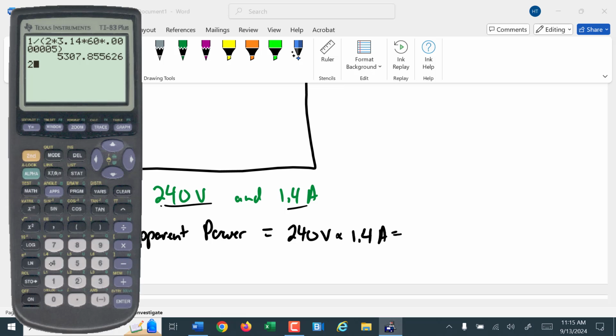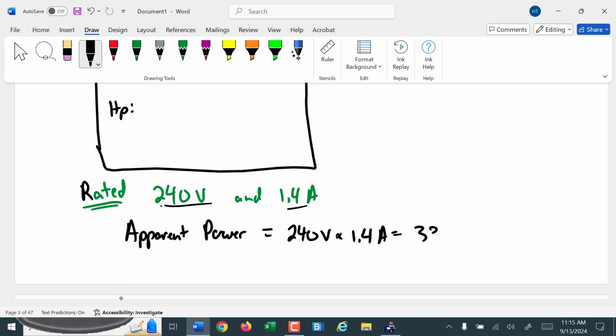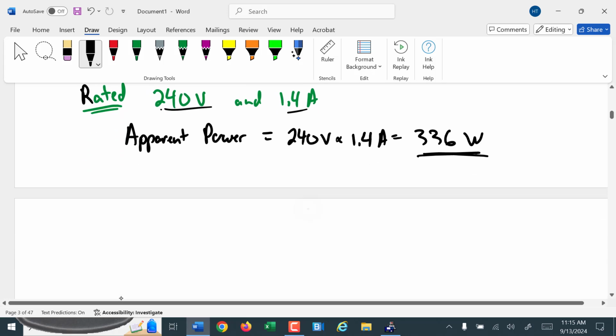So if we multiply that out, 240 times 1.4, we get 336 watts. So that is the apparent power. If we're looking at that motor, that's what it looks like that motor should draw. However, the rating of the motor usually doesn't match up. So let's say we've got this.